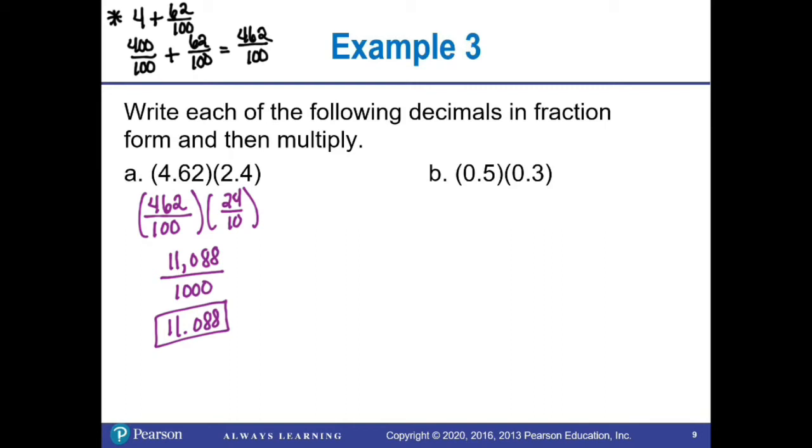Let's look at part B. We have 5 tenths times 3 tenths. Notice I went ahead and wrote my decimals as fractions. Multiply the numerators. 5 times 3 is 15. And multiply the denominators. 10 times 10 is 100. We have 15 hundredths, so that would be 0.15.